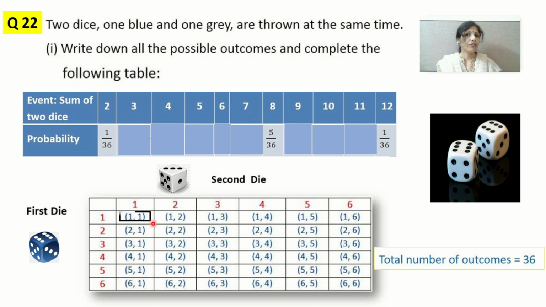So total number of favorable outcomes where the sum is equal to 2 is only 1, and the probability will be 1 upon total number of outcomes, and total number of outcomes are 36. So 1 upon 36. Now if you see the second blank, what is asked?